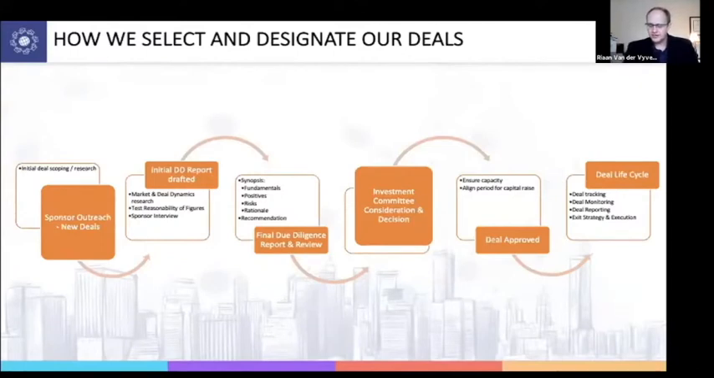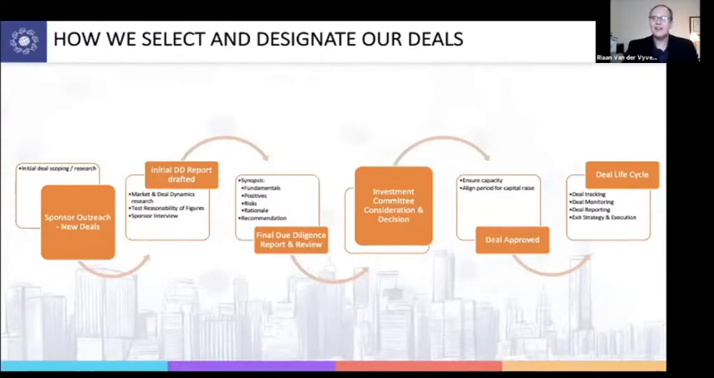From there onwards, there's an assessment of the due diligence report, and then we have an interview with the sponsor where we question them about their deal based on our initial due diligence. From there, we prepare a final due diligence report, which goes to the investment committee. And as part of that report, there's also a synopsis of that deal.